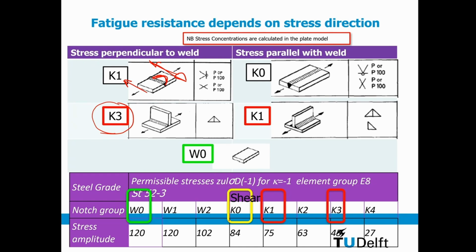You have the opposite of a stress concentration. It's always smoothly divided. So that's the reason why for shear at a weld, you always have K0. Then for a stress parallel to the weld it's K1, and perpendicular, it is K3.